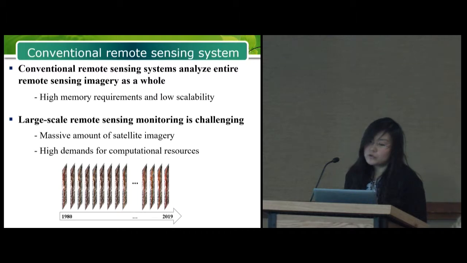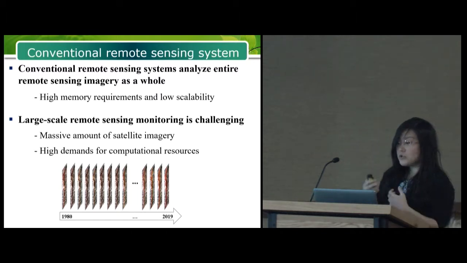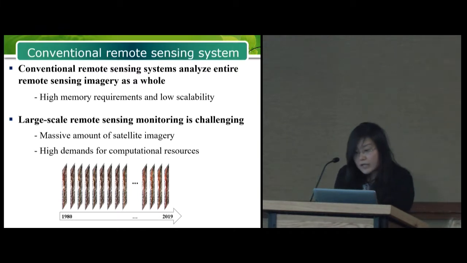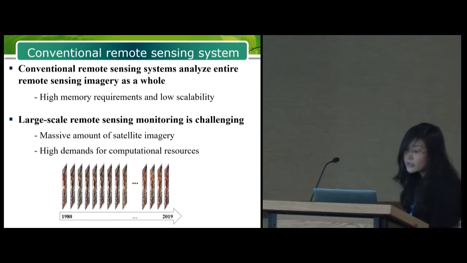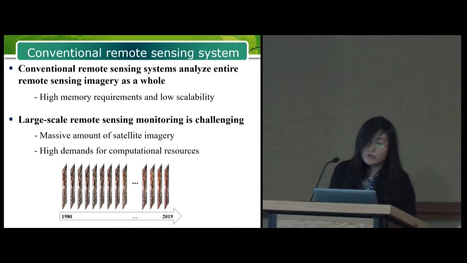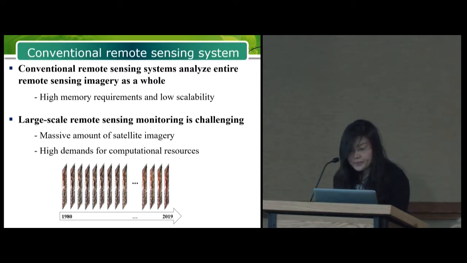Those systems tend to analyze the entire remote sensing imagery as a whole. So when we're doing the time series analysis, usually we need to load all those imagery into the system, which will require very high memory, and also the scalability is not good. When we want to do this large-scale remote sensing monitoring, it can be very challenging because we involve a massive amount of satellite imagery. It has a very high demand for computational resources.